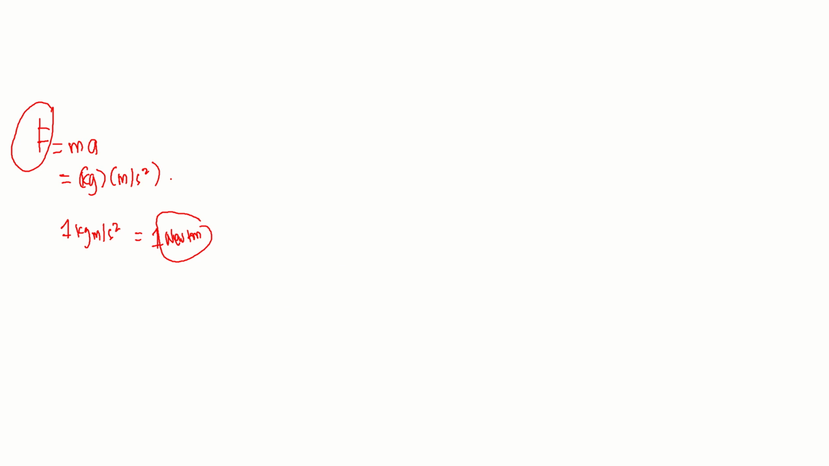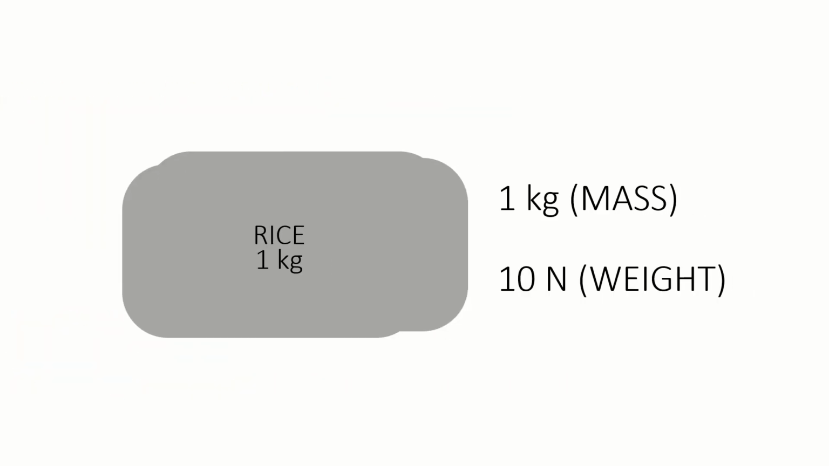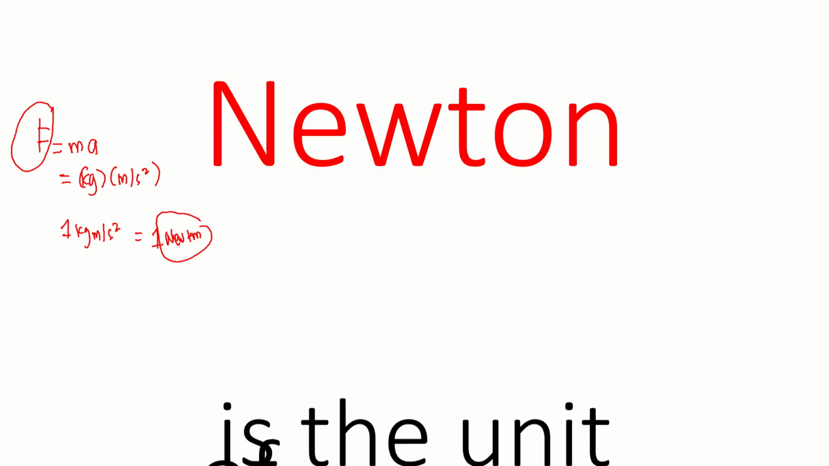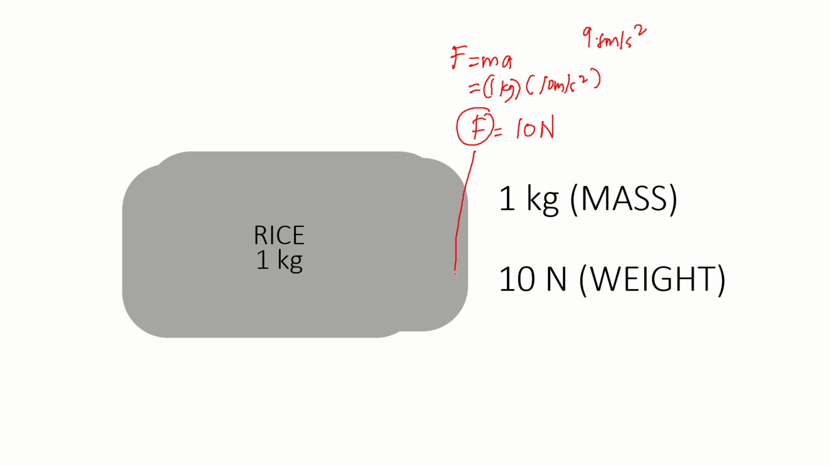So balikan lang natin ulit yung definition. Kilogram is a unit of mass, so 1 kilogram is your mass. While Newton is the unit of weight. So dito, 10 newtons yung weight. Paano siya naging ganito? Remember that force is equal to mass times acceleration. Mass is the 1 kilogram of rice. Your acceleration, let's just assume that is 10 meter per second squared. Kasi 9.8 lang naman yung acceleration due to gravity. Thus, you can say that the force is 10 newtons. Or basically, that is your weight.